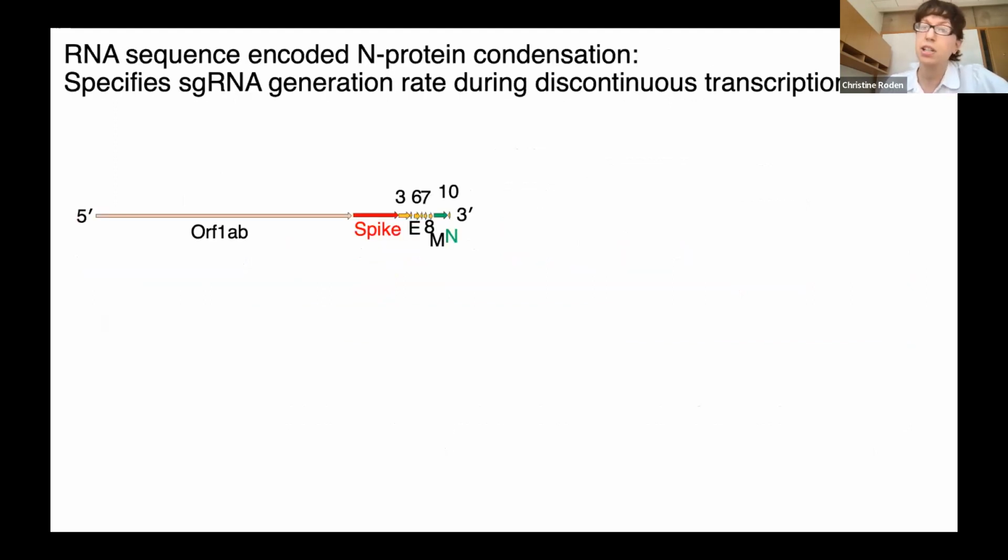So today I'm going to tell you a very small story that fits in with this theme about how RNA sequence encodes N protein interactions and specifies the sgRNA generation rate during discontinuous transcription.